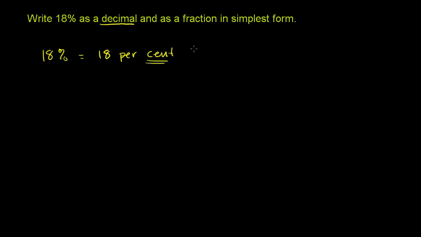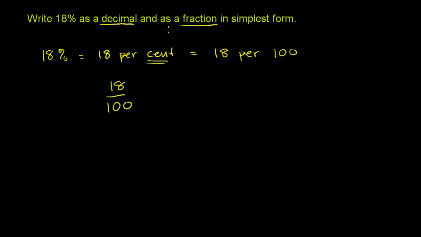Cent means the same thing as 100. So this literally means 18 per 100. Actually, I said I would do the decimal first, but we can start by putting it into a fraction. 18 per 100 as a fraction literally means 18 per 100, or 18 hundredths.